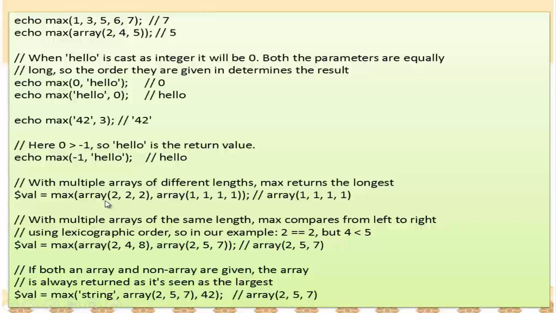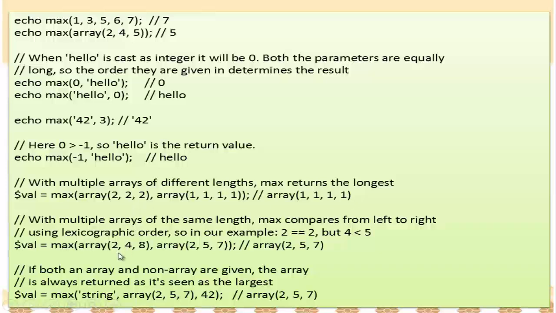Now in this case, two arrays are there. One has number 2, but there are 3 elements. In the other, there are 4 elements. So one array is larger than the other array. It is not the value which is there in the array, it's the number of elements. 3 elements are there here, 4 elements here. So the second array is larger than the first array. It just returns the second array, which is larger.